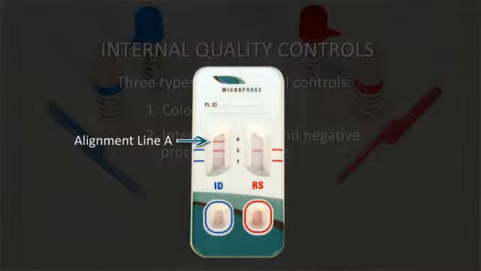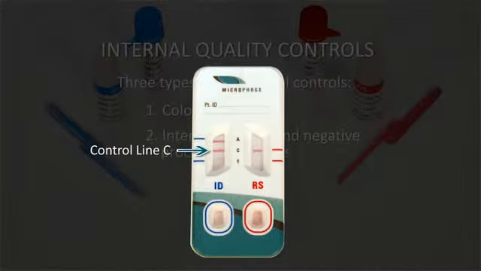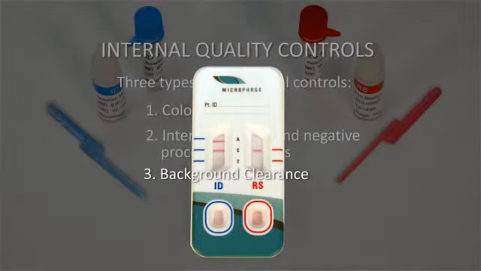If the alignment line A does not develop in the blue ID read window, or if it develops in the red RS read window, the test is invalid. The control line C indicates that internal components of the reagents in both the reaction tube and the detector are working properly. Control lines should appear in both the blue ID read window and the red RS read window on the detector. A clearing of the background color in both read windows provides an internal negative control.